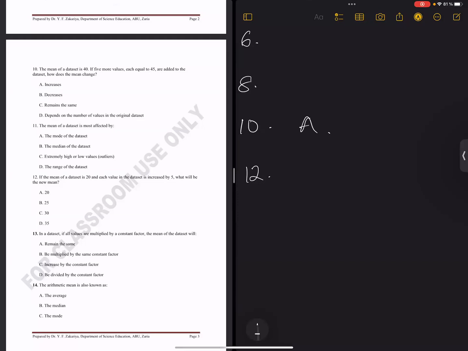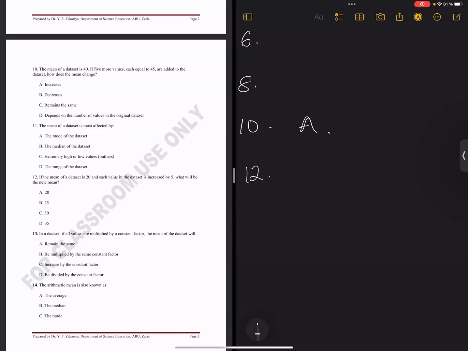The same numbers has increased by 5. So all the numbers have changed to 25 now. Divide by the same... No, wait. The mean of a data set is 20. It does not mean that each of the data set is 20.